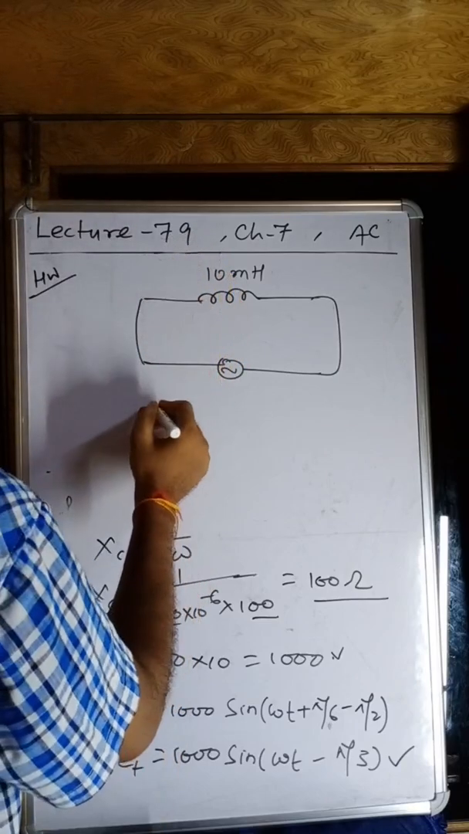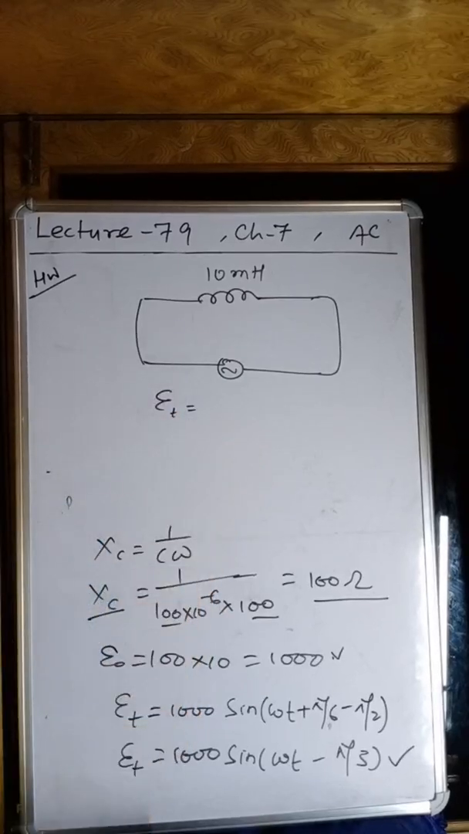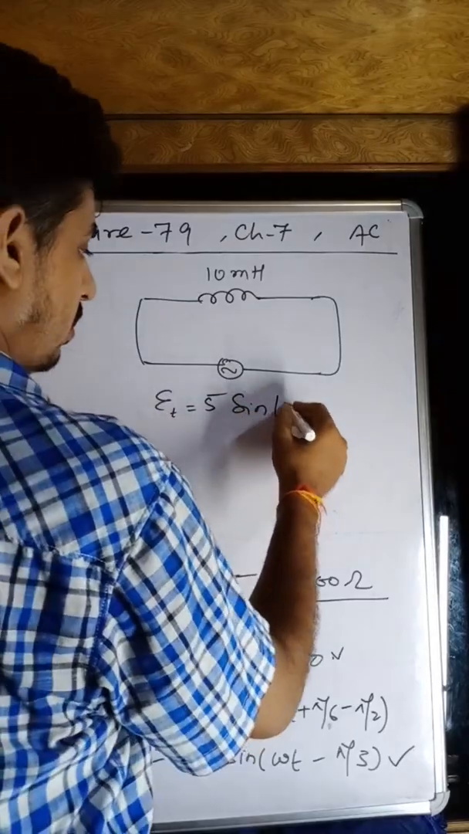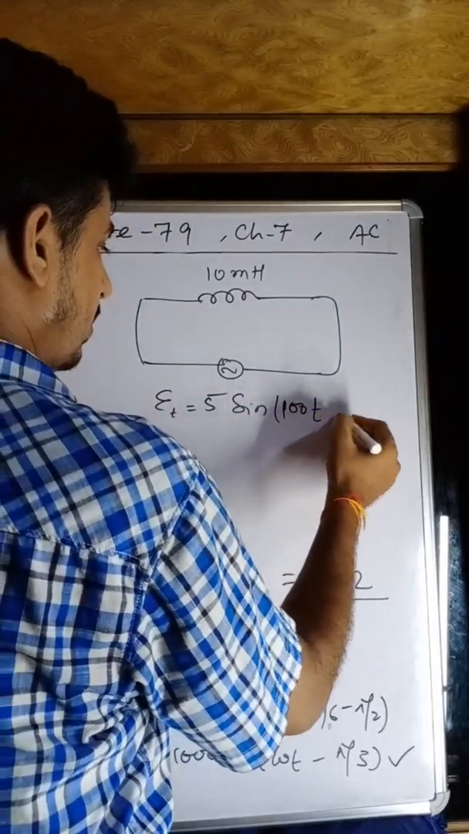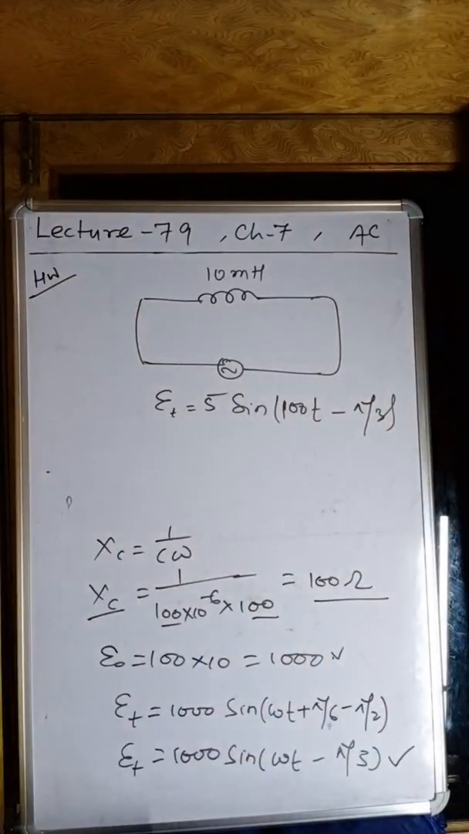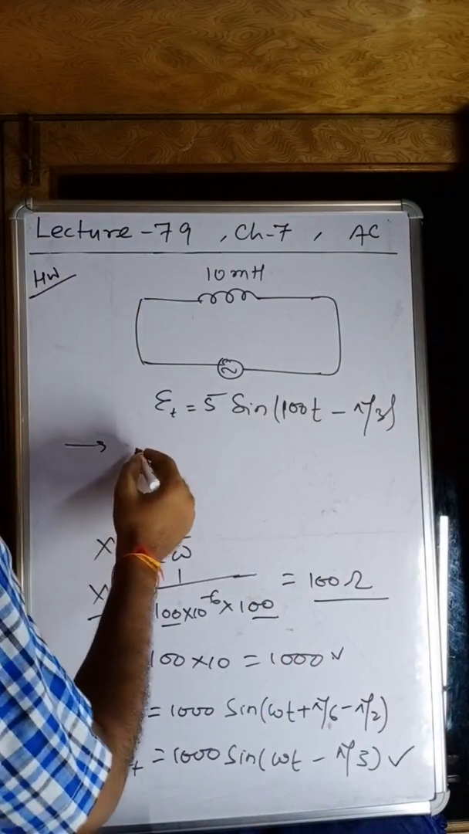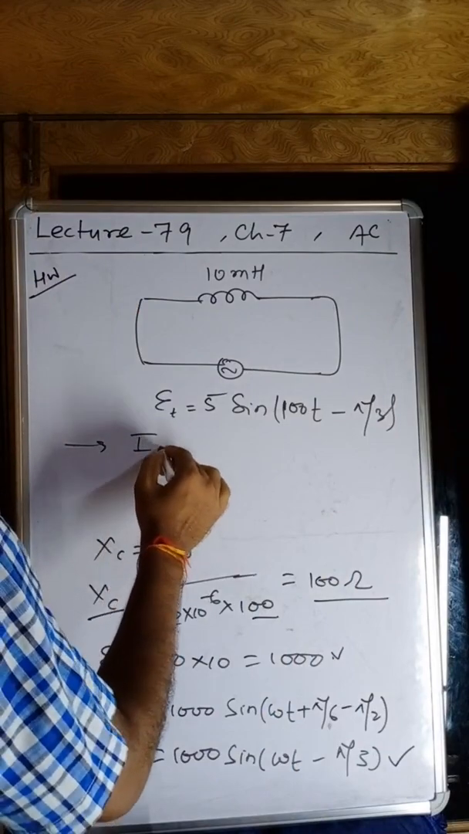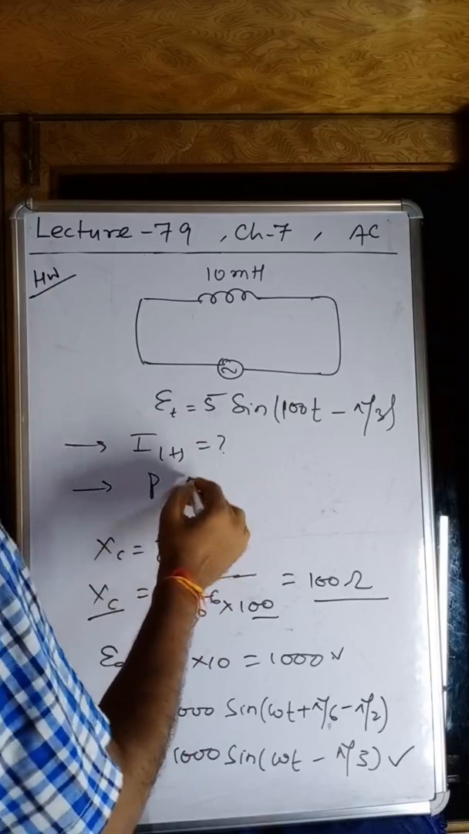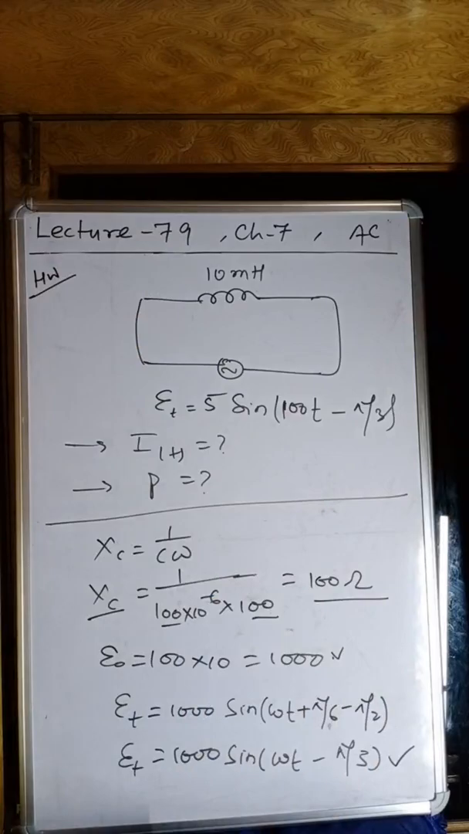And the value of voltage I am giving now. E is given as, suppose, 5 sin(100t minus pi by 3). The two things you have to calculate: one, the equation of instantaneous current, and the second, the power dissipated. Okay, this is your homework.